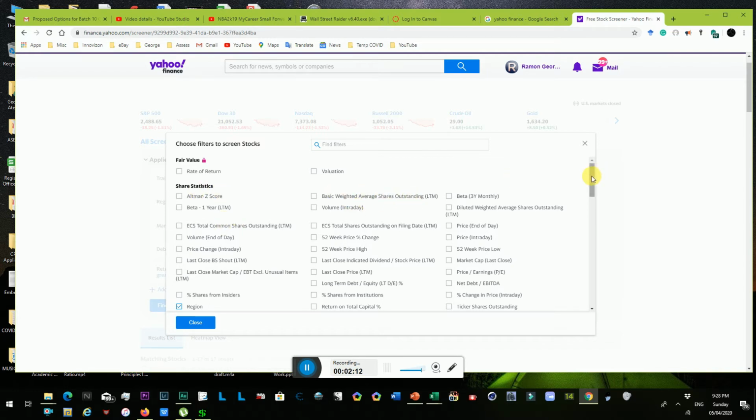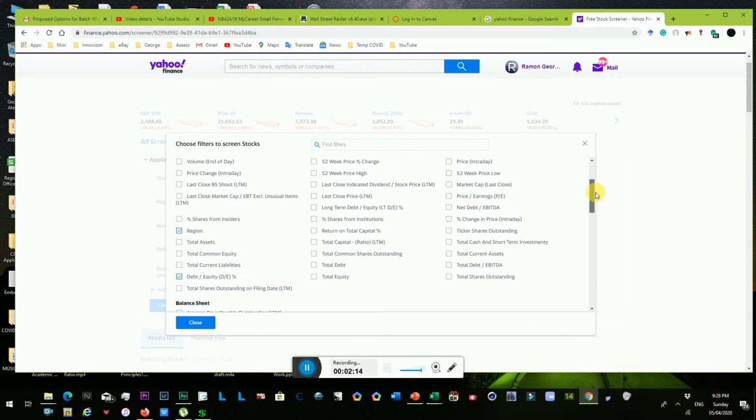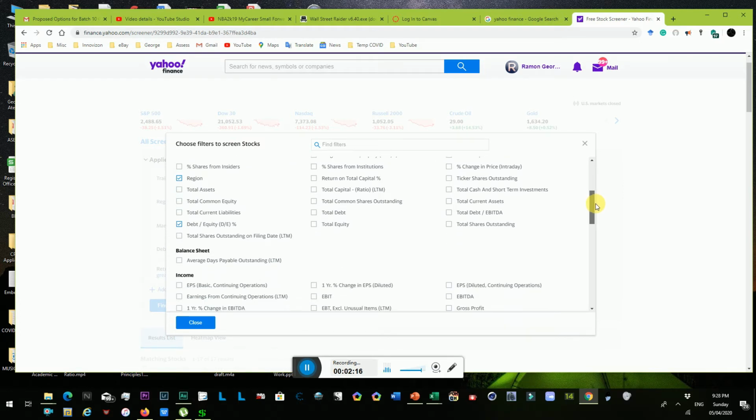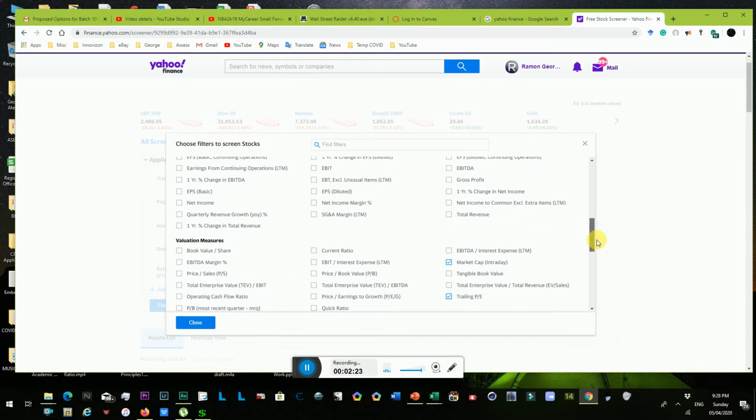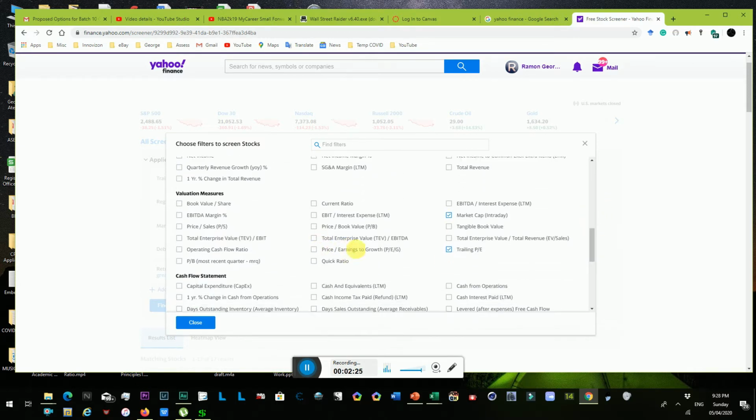These are technical analysis. The region is there, debt to equity, balance sheet, income statement, EBIT, EBITDA, gross profit. There's so many things that are here. Quick ratio, price earnings growth is here. Maybe you can do that. But the thing is, we're not sure about how they compute the growth rate, as we said in our previous video, so better just compute it on your own, right?